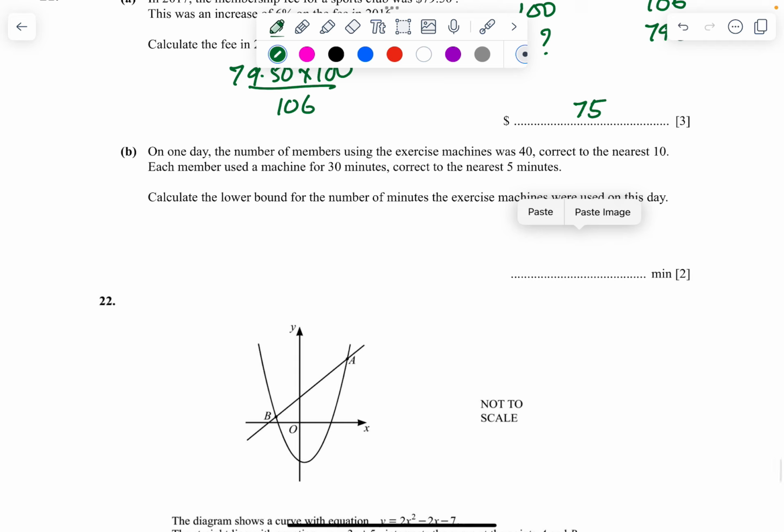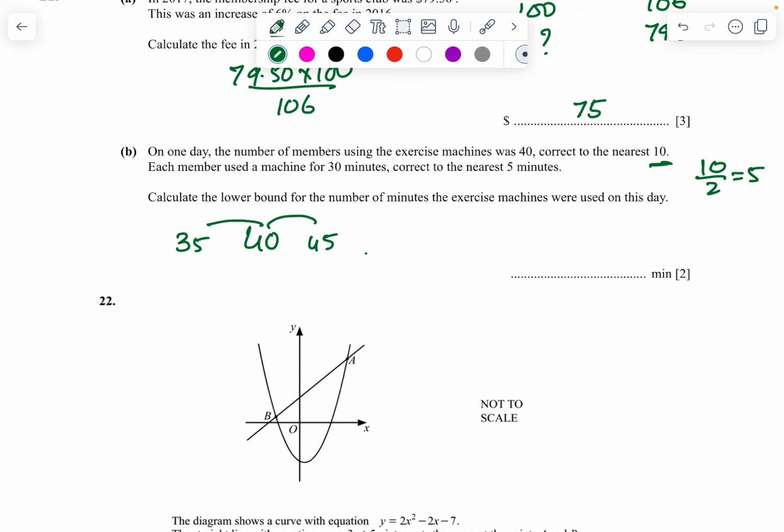On one day, the number of members using the exercise machine was 40, correct to the nearest 10. Nearest 10 means 10 divided by 2, which is 5. So 40 plus 5 is 45. The lower bound will be 40 minus 5, 35.